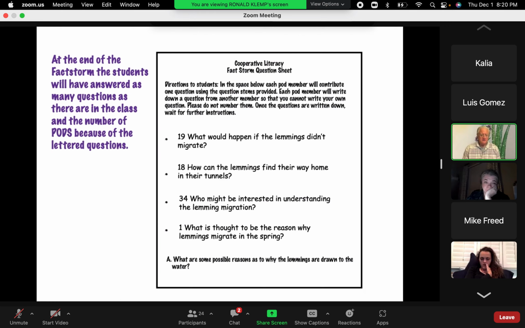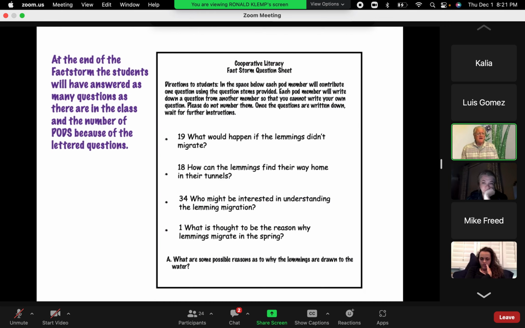Now, if you notice, there's a lettered question at the bottom of the FACSTROM sheet, and these are questions that are more of the applied level of comprehension. So in question A, it says, what are some possible reasons why the lemmings are drawn to the water? Not really in the article. They have to make an inference. They'll use the information that they know about the lemming. And then each of the subsequent FACSTROM question sheets have different lettered questions.